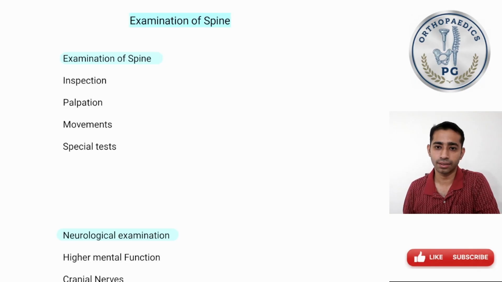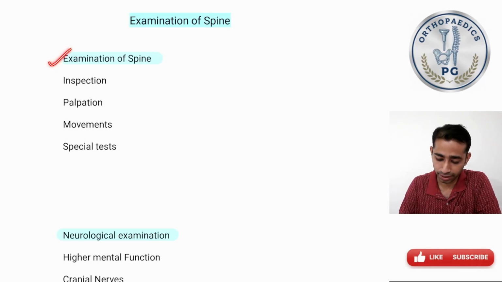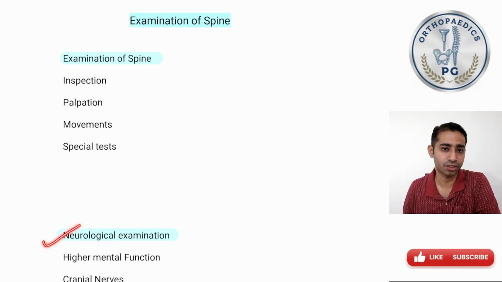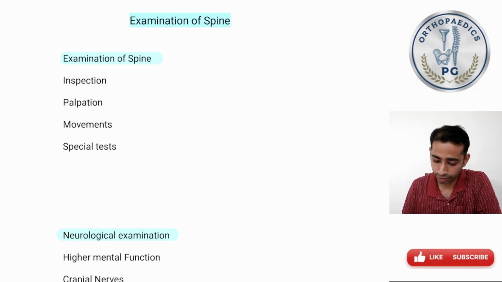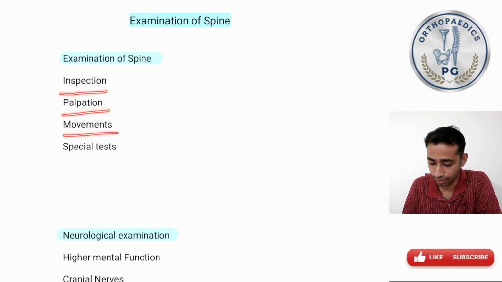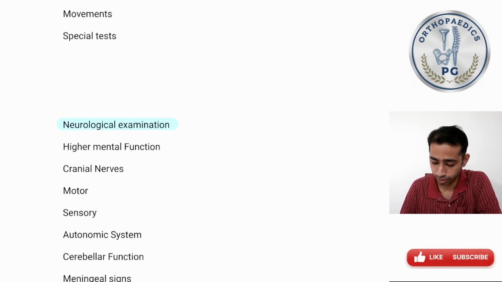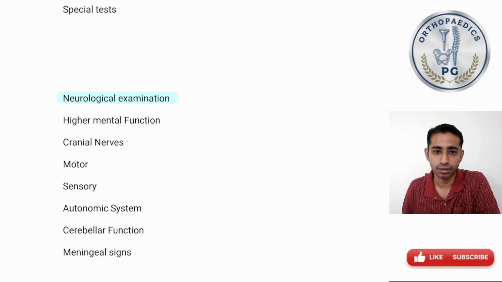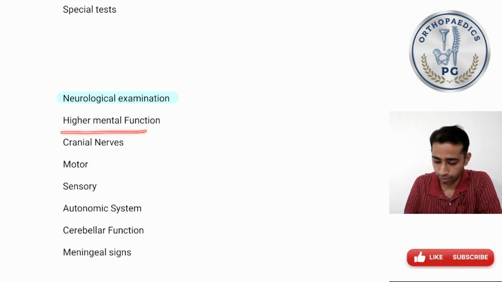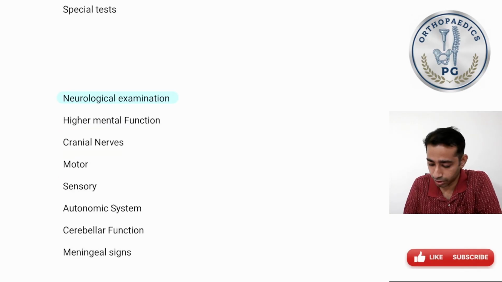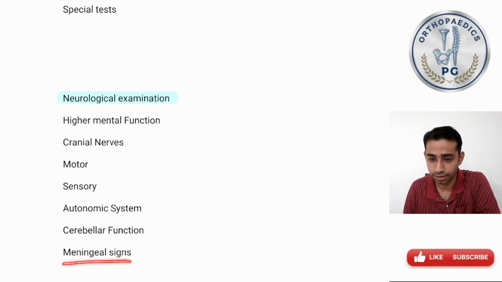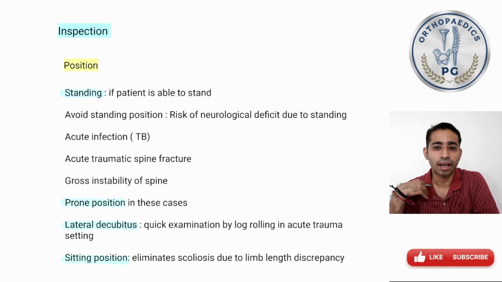Examination of spine consists of local examination of the spine and neurological examination. The headings in the examination of spine are inspection, palpation, movements, and special tests. The neurological examination consists of higher mental function, examination of cranial nerves, motor examination, sensory examination, autonomic system, cerebellar function, and meningeal signs. Now let us have a look at the local examination of spine.